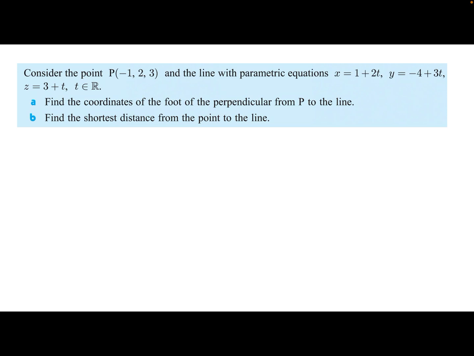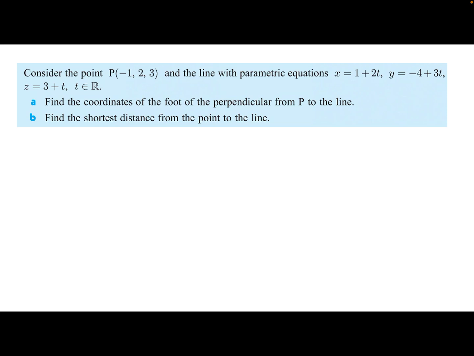So, we're moving back to the idea of vector equations of lines. We've got a question here. We've got a point P at -1, 2, 3, and a line with parametric equations x equals 1 plus 2t, y equals -4 plus 3t, z equals 3 plus t. It says find the coordinates of the foot of the perpendicular from P to the line.